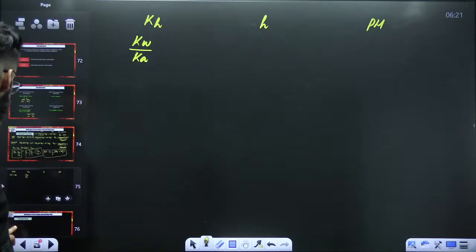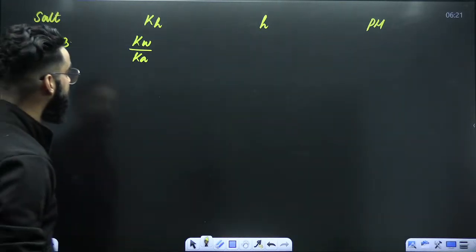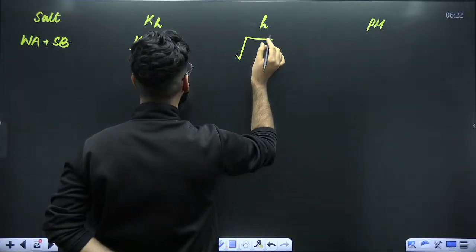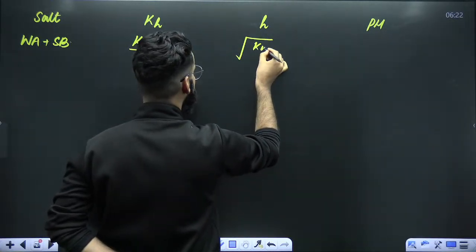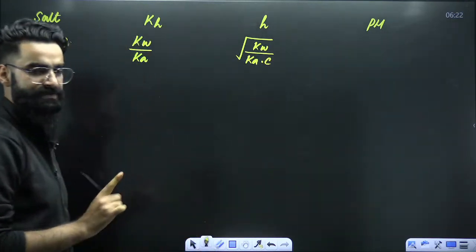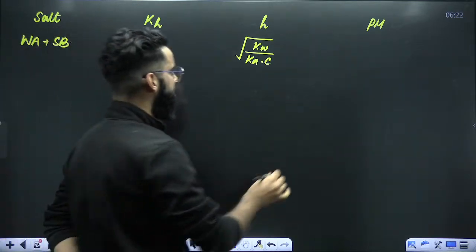Kw divided by Ka. What is h? h is equal to under root of Kw divided by Ka multiplied by C, where C is the concentration of salt, right? How do I get the pH?